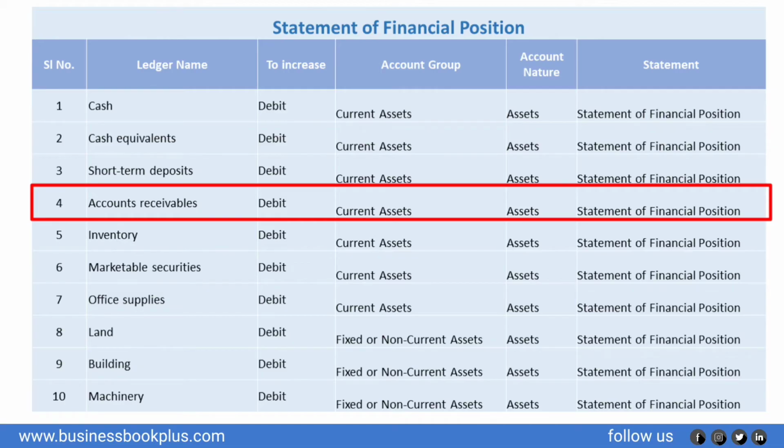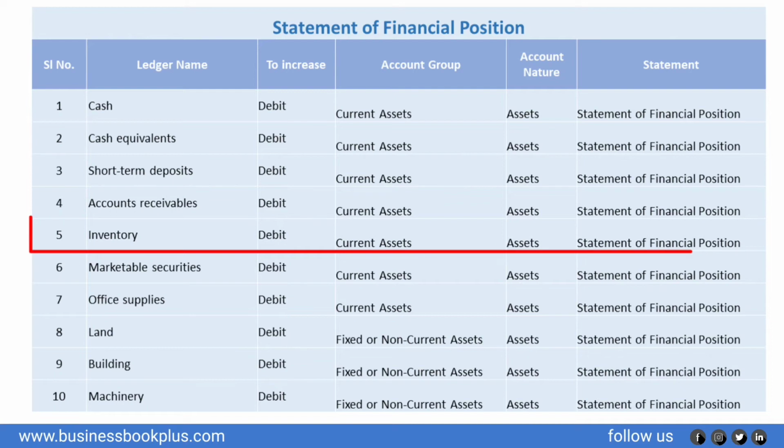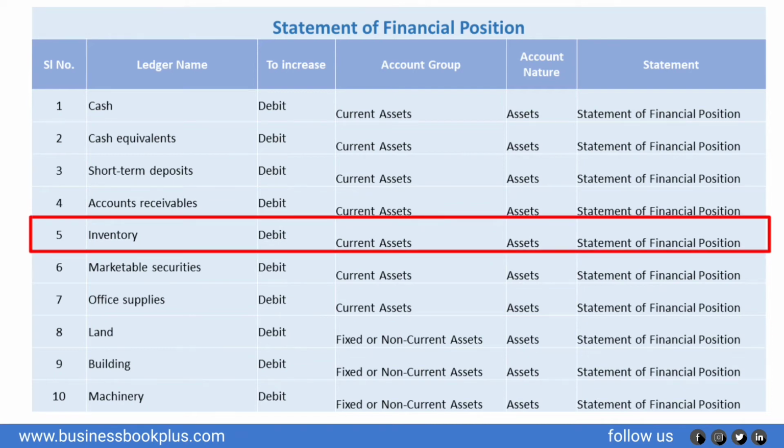Account receivables increase with debit. Account group current assets, account nature assets, affects the statement of financial position. Inventory increases when debited. Account group current assets, account nature assets, affects the statement of financial position.